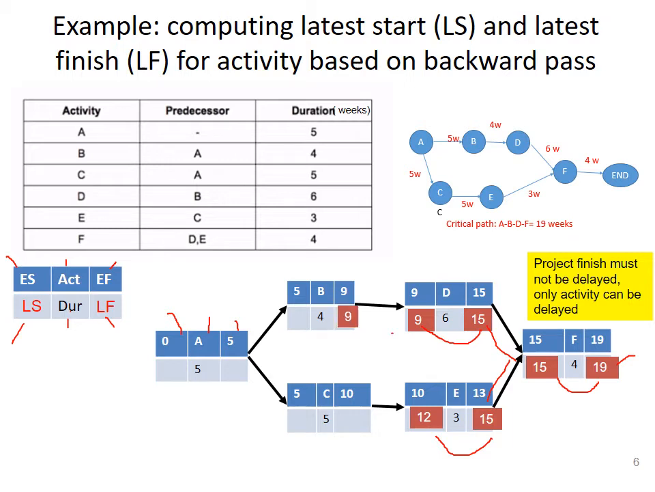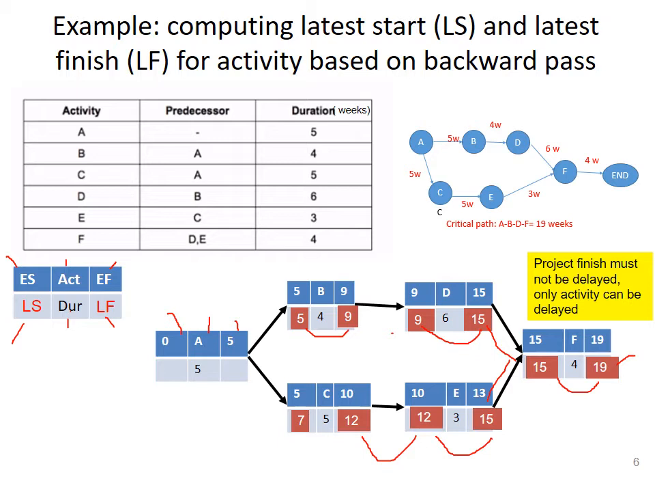Kemudian untuk aktiviti B, latest finish time is week 9. Okay. Latest start time 9 minus 4, which is 5. Similar to activity C, latest finish time would be week 12. Latest start time would be 12 minus 5, week 7.